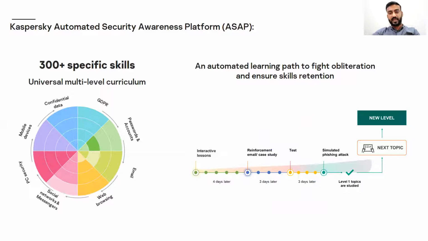Once the training is assigned, the system automatically automates the entire learning path, where it ensures skill retention once the user starts the training. It does the reinforcement, a test, and then something similar to a phishing attack. And based on that, if the user passes all the tests, the employee progresses to the next topic. If the user fails in any area, the system automatically reassigns the training to the user to refresh or understand the lesson in more detail.